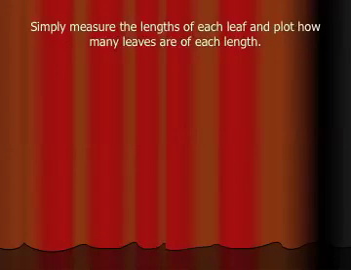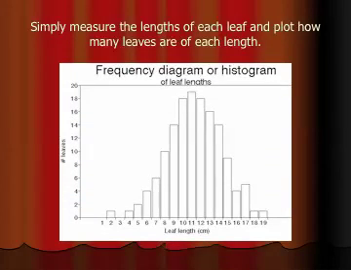Simply measure the lengths of each leaf, and then we need to plot how many leaves are of each length. Okay, so here we have on the x-axis the length of a leaf. So all the leaves that measured 1 centimeter are going to be in column 1. All leaves that measured 2 centimeters are going to be in column 2. So we can see that there's probably one leaf that measured 2 centimeters, and so on.